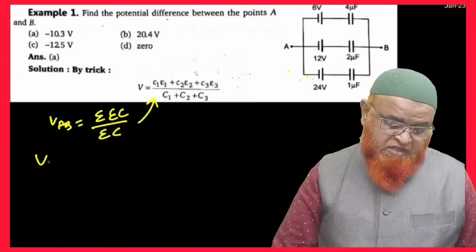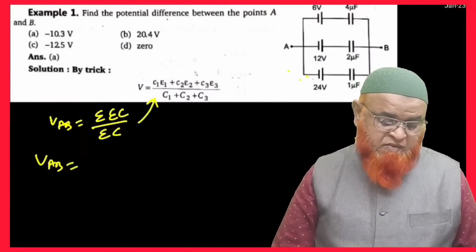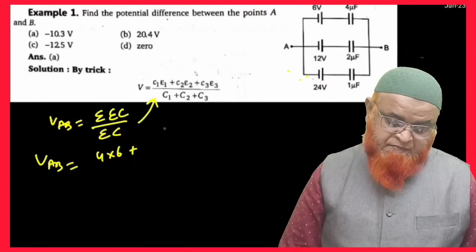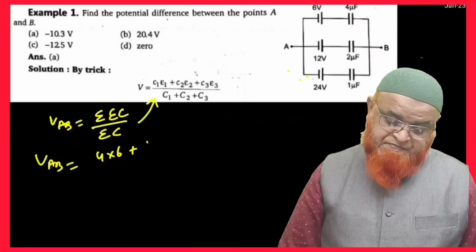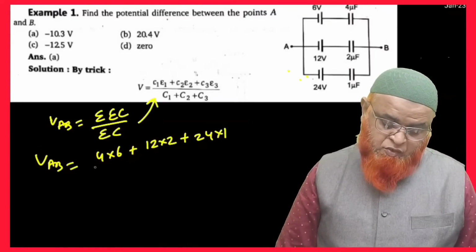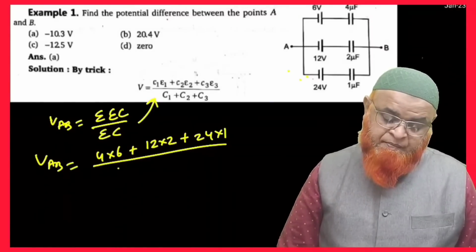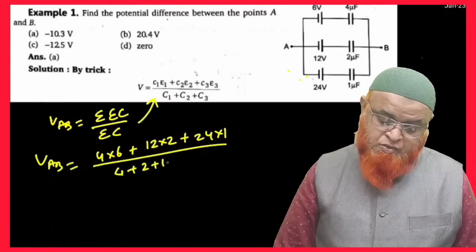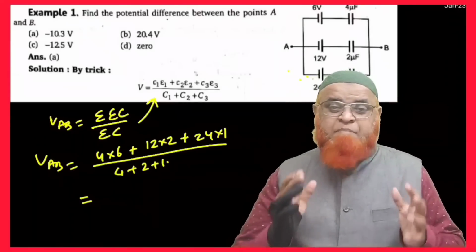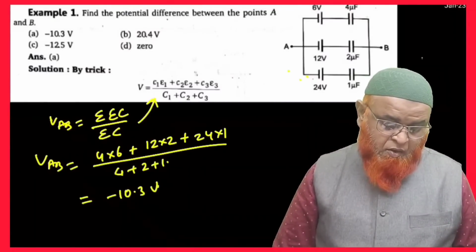So by just substituting the values, VAB is nothing but C1 E1 plus C2 E2 plus C3 E3. C1 E1 is 4 into 6, plus C2 E2 is 12 into 2, plus 24 into 1, divided by C1 plus C2 plus C3, which is nothing but 4 plus 2 plus 1. So if you go on substituting and solving this problem, you'll be getting minus 10.3 volts.